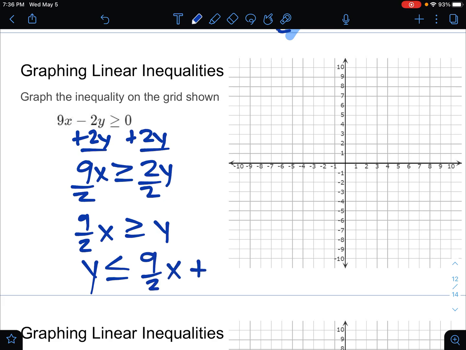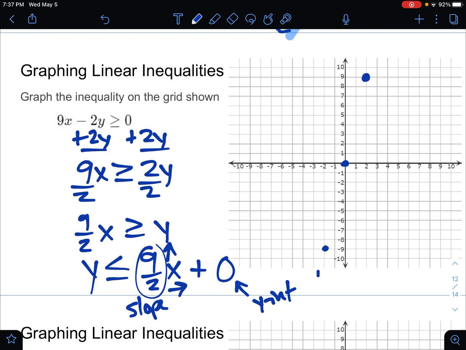We don't have a y-intercept here because there's no plus anything, so 0 would be our y-intercept. Our slope is 9/2, which means up 9, right 2. From 0, we're going to go up 9, right 2, put a dot, and then follow the pattern backwards from 0 as well, so down 9, left 2. Then we're going to connect through those. This one again is greater than or equal to, so we do want a solid line, arrows on the ends.